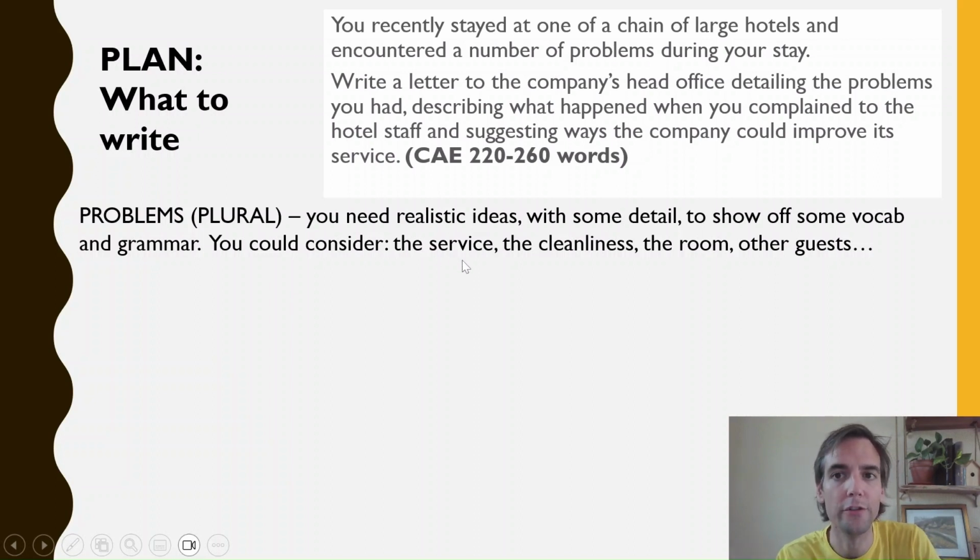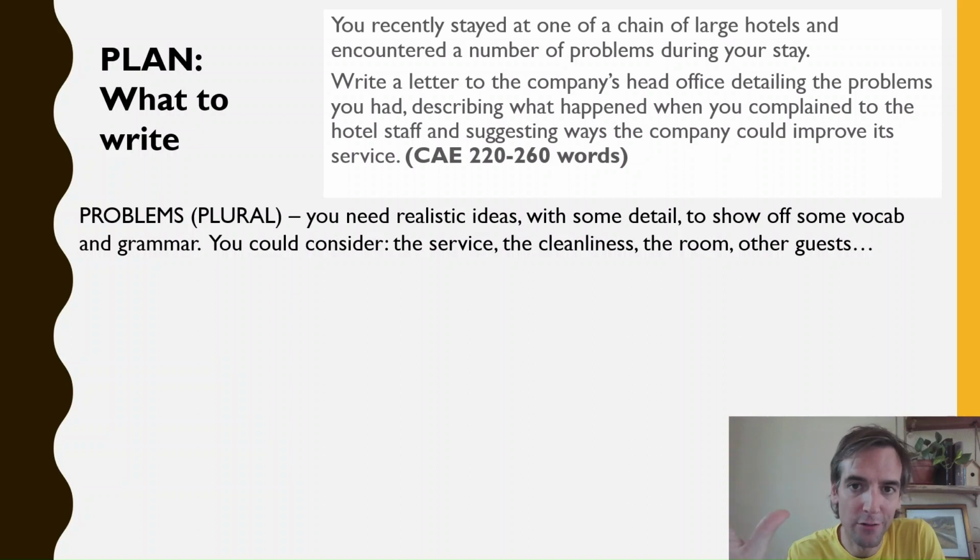The staff were rude. They didn't help you. The cleanliness of the room. It was dirty in some way. There was some kind of problem. Maybe the room had mechanical things broken. The air conditioning was broken. The other guests were too loud and you could hear them, or they were up all night. Some specific, realistic problem that you can go into detail with. And as I said, problems for this.